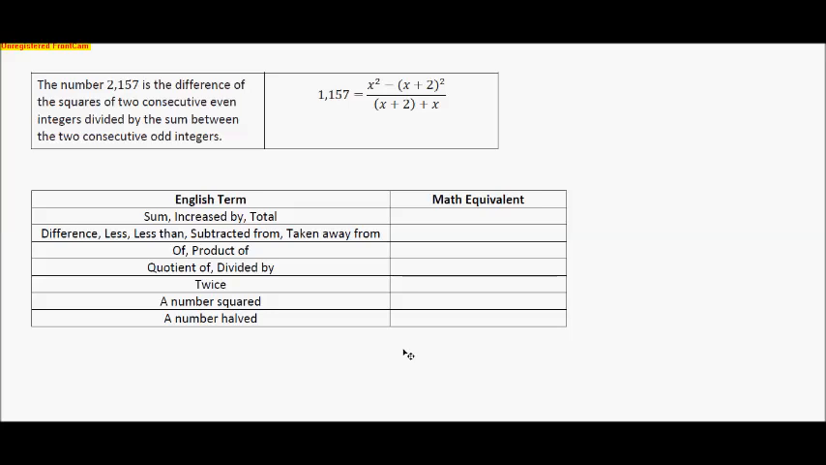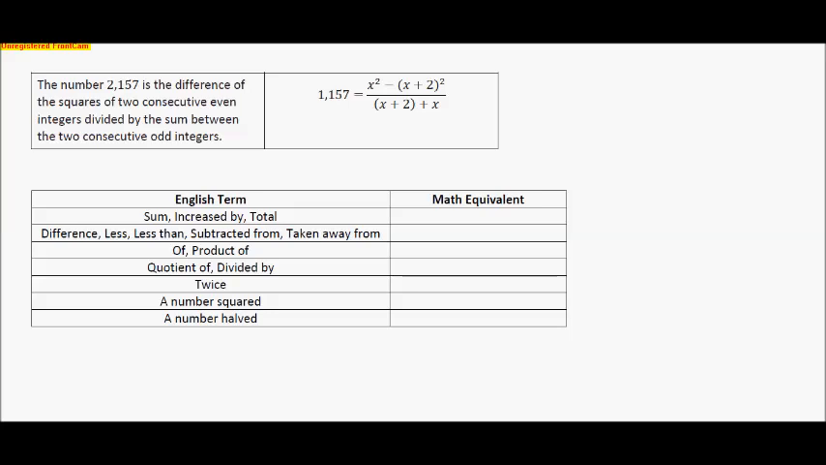Alright, this is not one of the problems we're going to ask you to do in the assignment. We're going to start out really small, but I wanted to show you what you can work towards in converting English sentences to mathematical sentences. Alright, so if I pick apart the parts of this English sentence, I can just take it right along here. The number 2157, that would be this number right here.